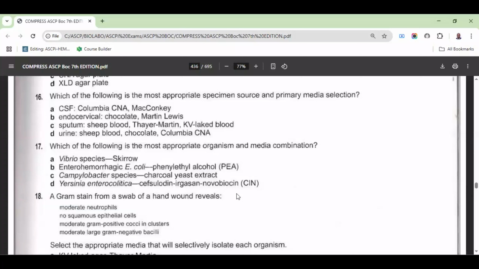Why did you consider A? CSF for CNA and MacConkey. Well, because CNA would give us the gram positives, and then MacConkey will give us growth of the gram negatives. So having CSF on CNA and MacConkey, I would clearly identify the gram positives individually and gram negatives also individually. Okay, thank you so much, Immaculate. But there is one thing you are missing here.